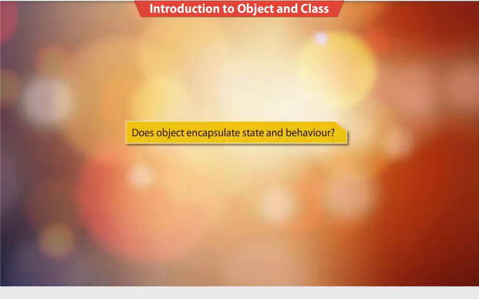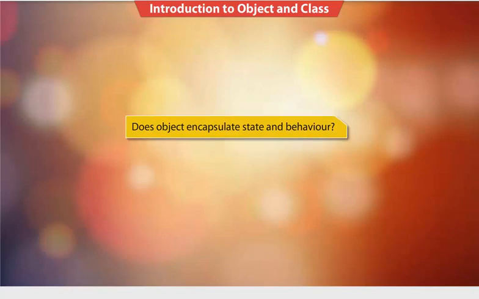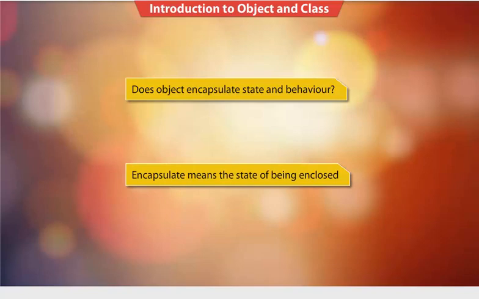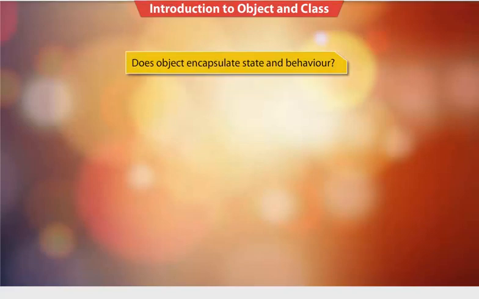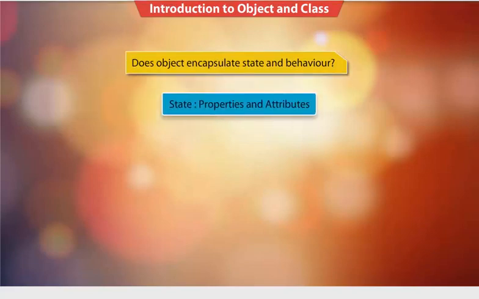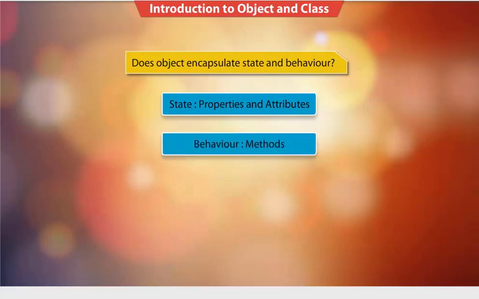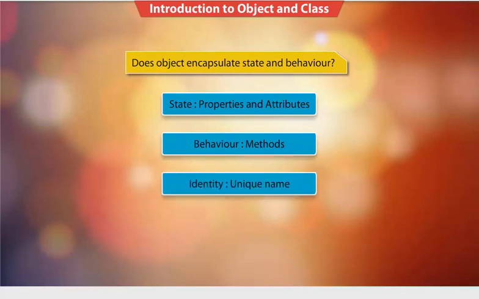Let us now look at encapsulation as a feature of an object. Does an object encapsulate state and behavior? Here the term encapsulate means the state of being enclosed. Objects have three important encapsulation features. The first feature is state, which is recognized through properties and attributes. Second is behavior, which is identified through methods. The last feature is identity, which is known through a unique name.